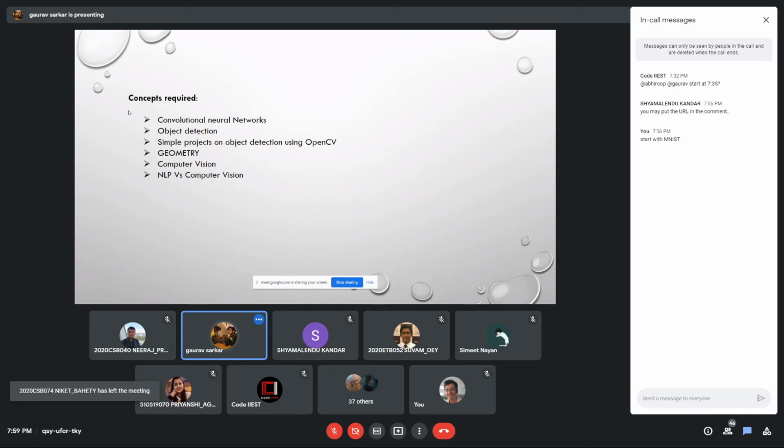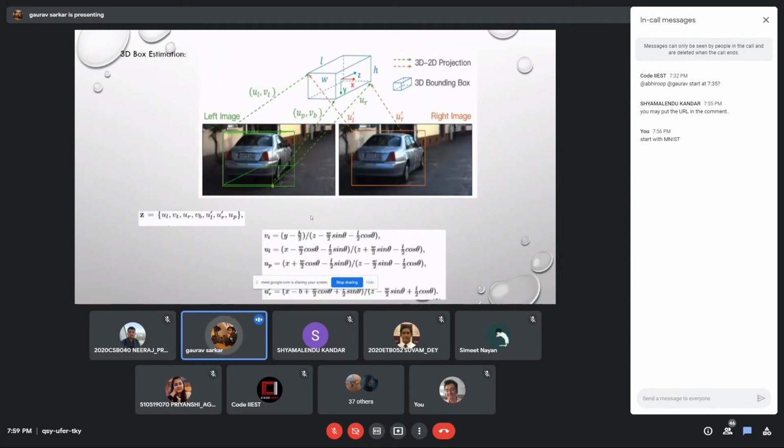And apart from the machine learning part, the one part which I have highlighted is the geometry part. You must know geometry, okay? Because without geometry, it's difficult. I am showing you an image. Is the screen visible? See, there is a box of the car, two boxes, one on the left, one on the right, in green and red. You can see a lot of variables, a lot of things written like 3D, 2D projection, 3D bounding box, and a lot of formulas written down here.